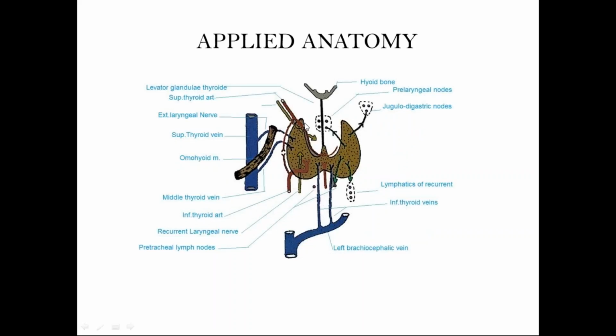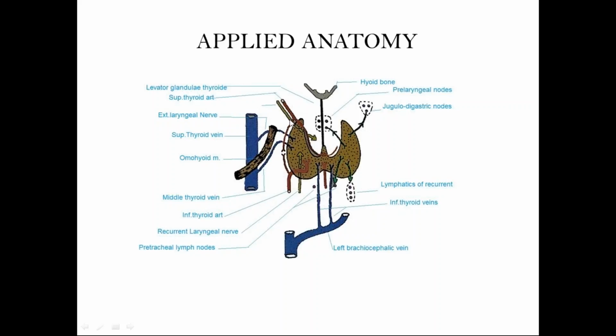Once again, I told you that there is great importance to the relationship of the artery and nerve near the apex and the base. The artery here is the superior thyroid artery, and the nerve is the external laryngeal nerve. Sorry, I said vein. This is the nerve, the external laryngeal nerve, and the superior thyroid artery. Here you have the inferior thyroid artery and the recurrent laryngeal nerve. These two are moving away from the gland.